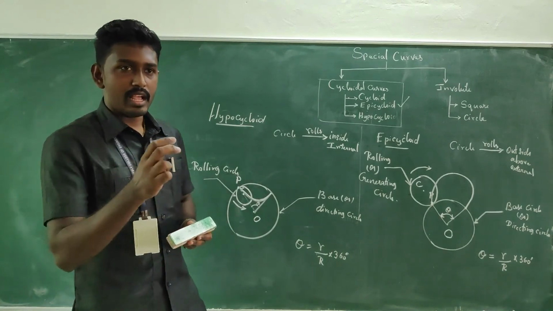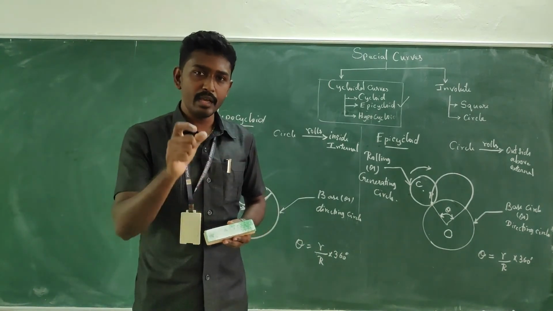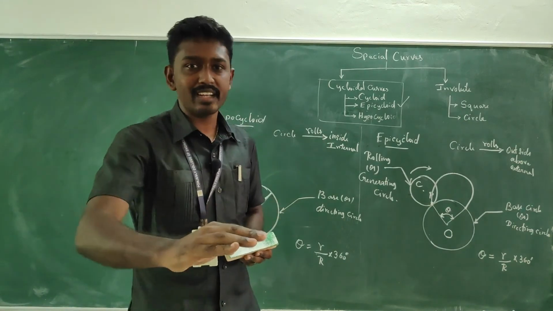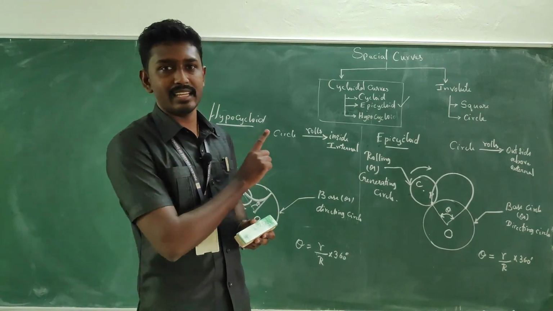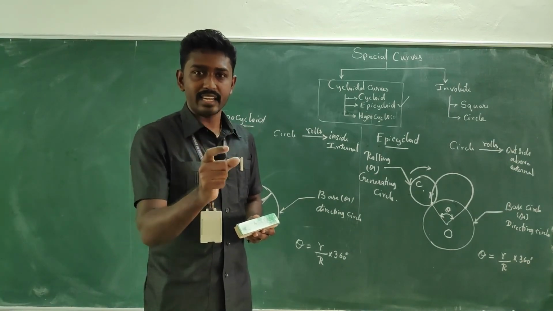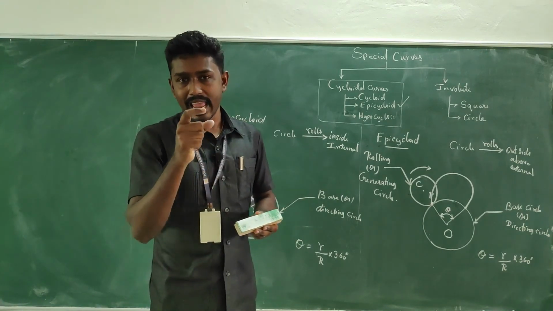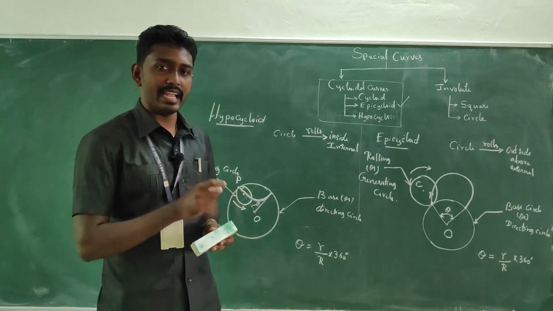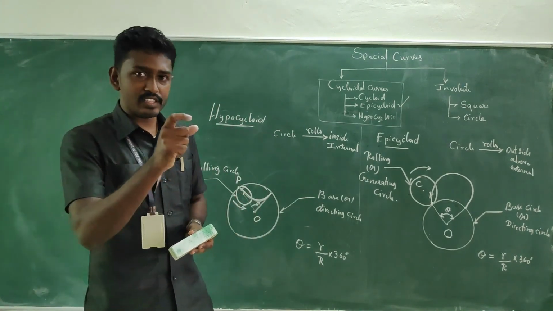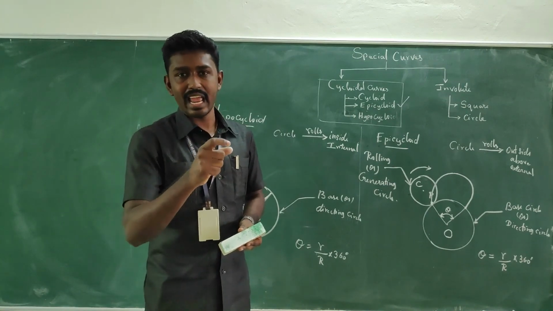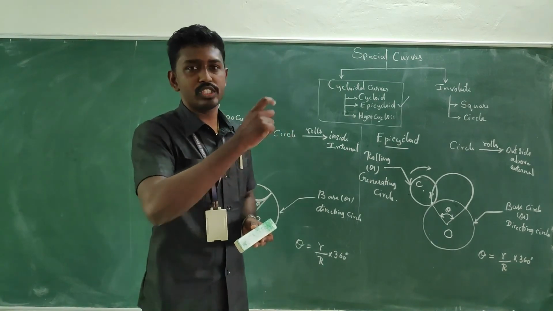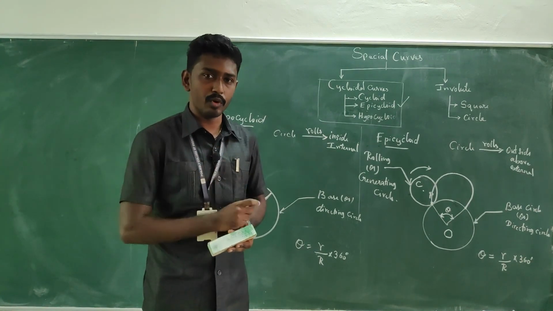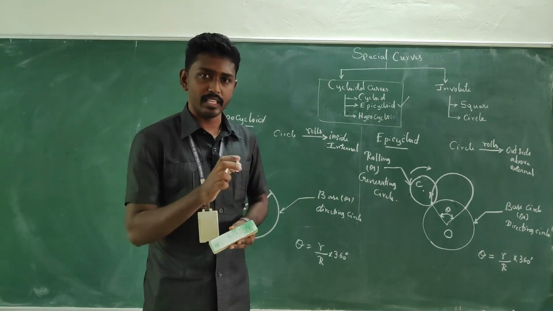Cycloid, in the sense, is a curve generated by a point on the circumference of a circle when it rolls on a straight line path. If it is a straight line path, that is a cycloid. If a circle rolls inside another circle, then we can say it is a hypocycloid. If the circle rolls above or outside another circle, we call it an epicycloid. Okay, I hope you got the exact concept of the cycloidal curves.